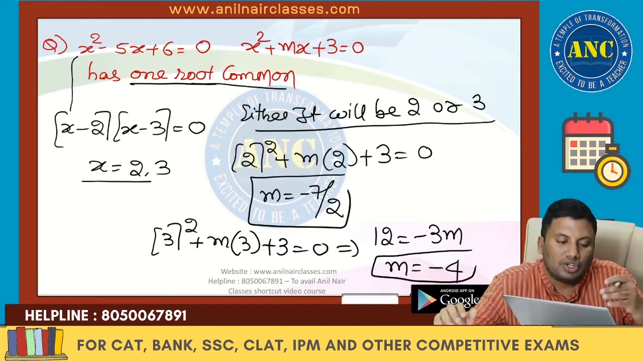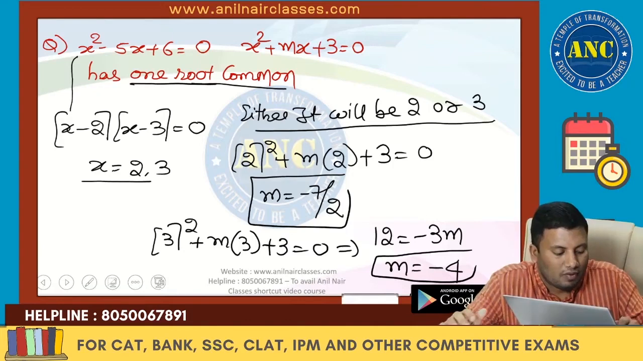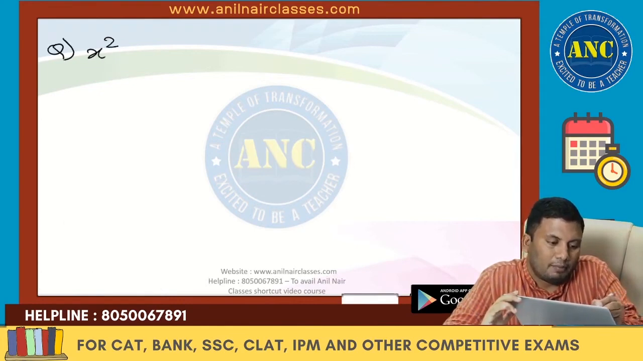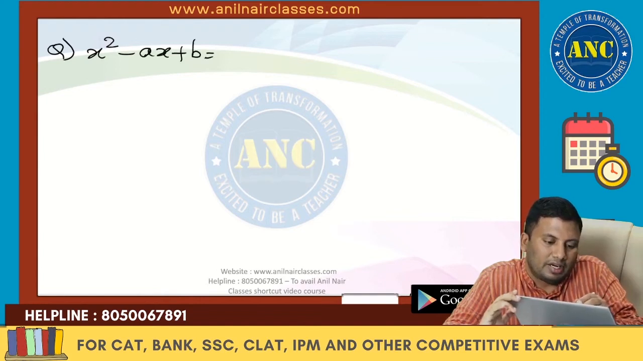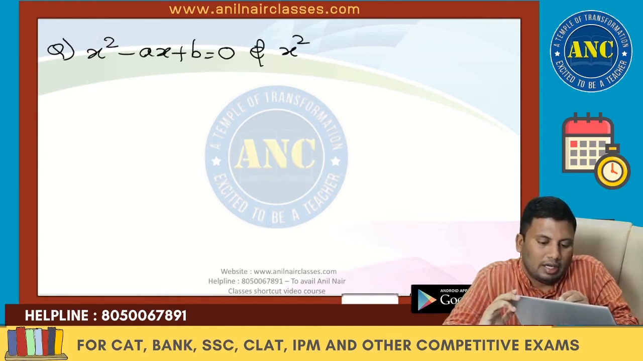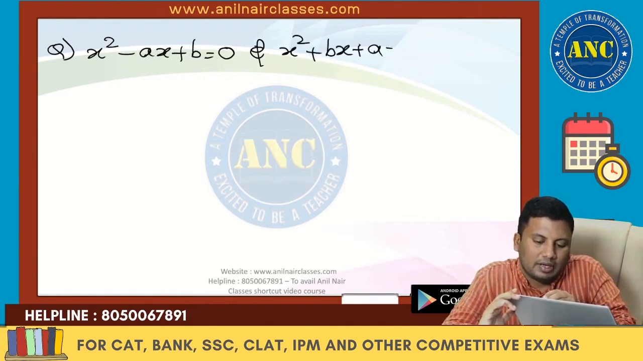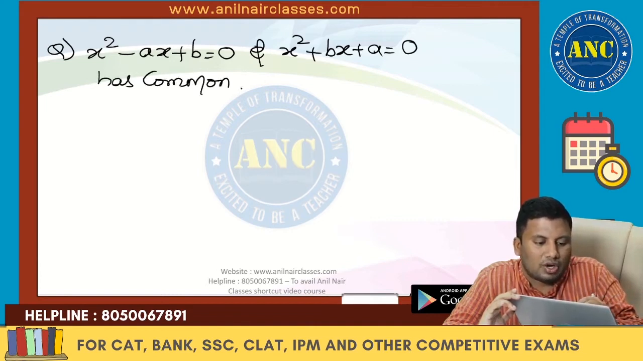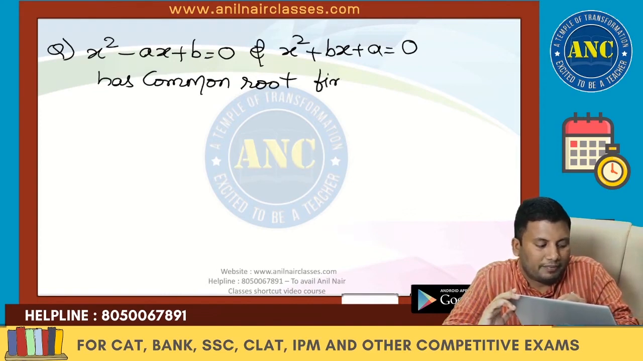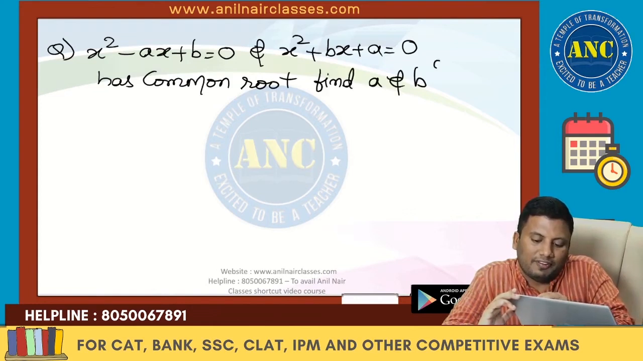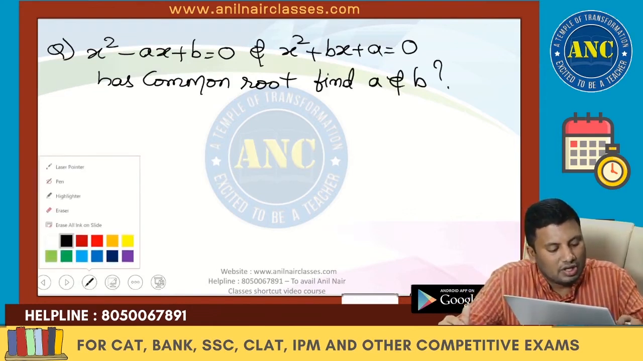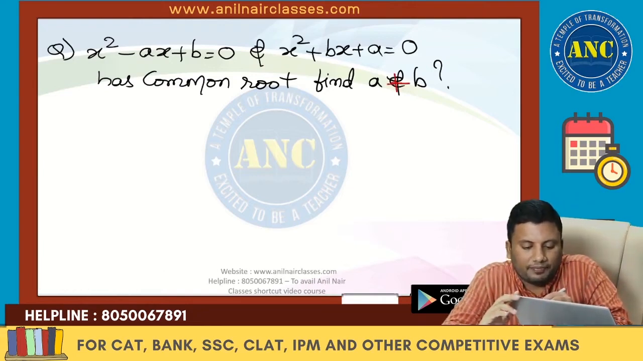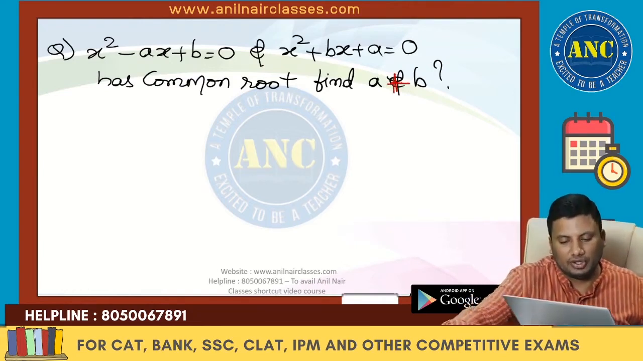One more question. Assume these roots you cannot determine. What if the question is like this? X square minus ax plus b equivalent to 0 and x square plus bx plus a equivalent to 0 have a common root. Find a and b. There are two equations. Both have got a common root. Find not a and b, but a plus b. Otherwise, I will get a ratio.